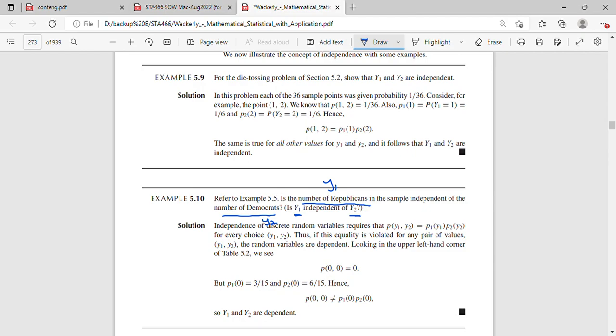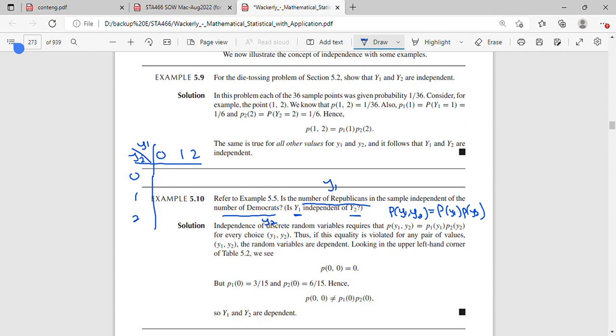Okay, ni discrete, kita kena tengok dia punya probability of Y1 and Y2 sama tak dengan bila kita multiply marginal of Y1 dengan marginal of Y2. Okay, untuk discrete, Y1 and Y2 ni mana kita nak ambil? Kan dia ada banyak combination kan? Tak kisahlah. Macam tadi, example 5.5 tadi, kita ada Y1 and Y2 tadi kan? Dia punya possible value 0, 1, 2 and 0, 1, 2. So, macam mana kita nak ambil pair of Y1 and Y2? Tak kisah, ambil mana-mana satu pun.